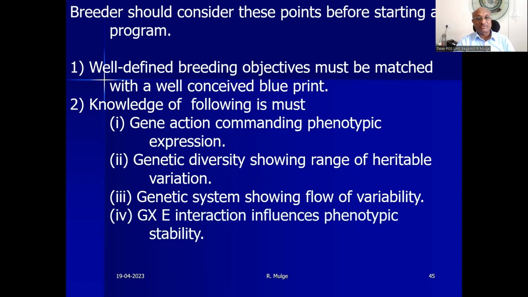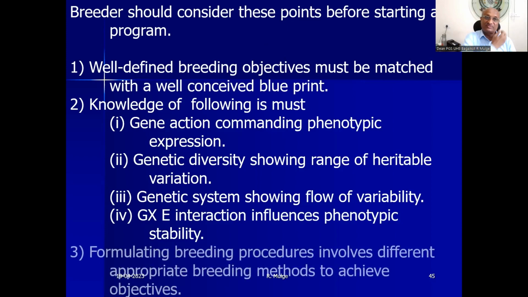In addition, he is also supposed to know how gene-by-environment interaction influences phenotypic stability, right? With this knowledge, at least a few studies you can do, and it will help you to design your further breeding program. Then, of course, once knowledge is there, objectives are there, variability is there, heritable variability is there with you, then you have to formulate the breeding procedures. So what breeding method you have to follow? Your objectives, your genetic knowledge of that crop, whether the genetic variation or germplasm is there or not.